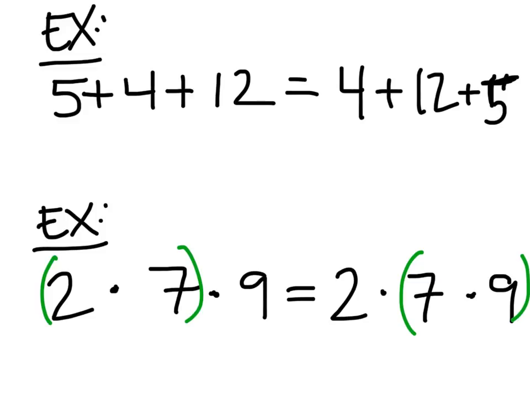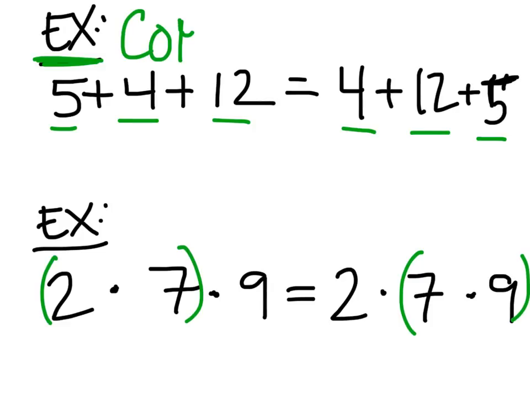All right? So if we were to look at this top one here, has the order changed? Well, let's look. 5, 4, 12, 4, 12, 5. Did the order change? No. Yes. It most definitely did. Okay? Since the order changed, this is commutative.